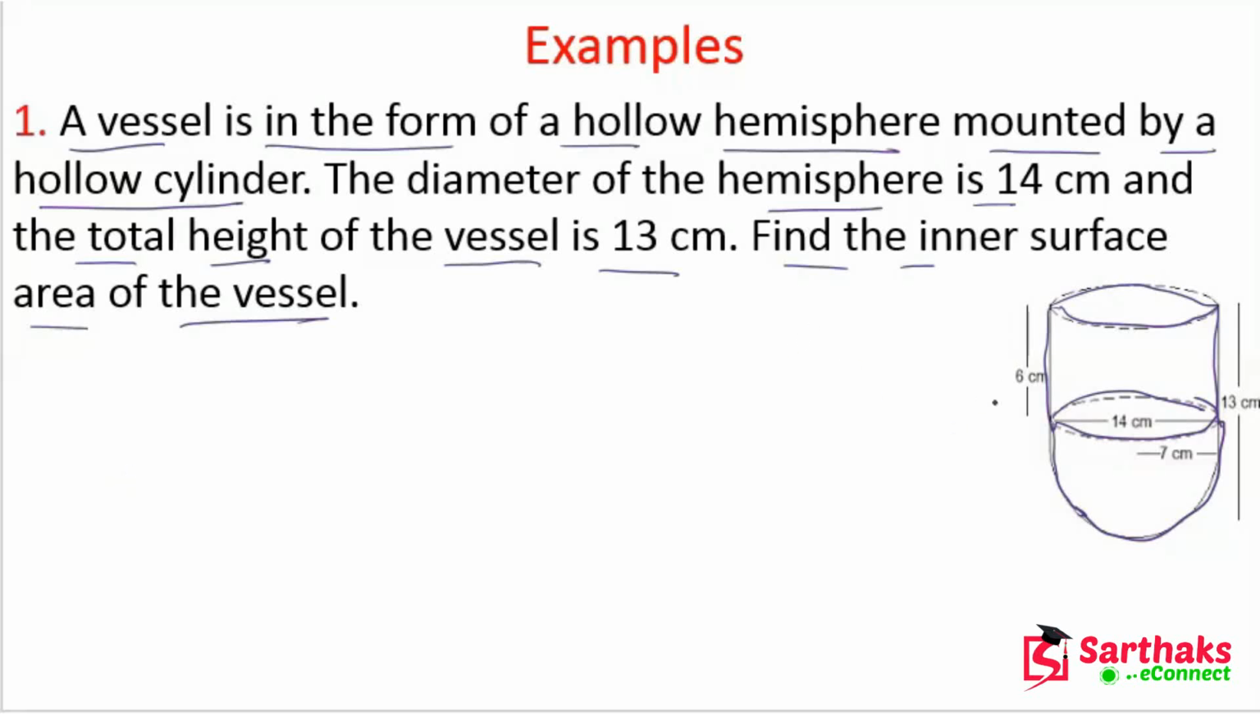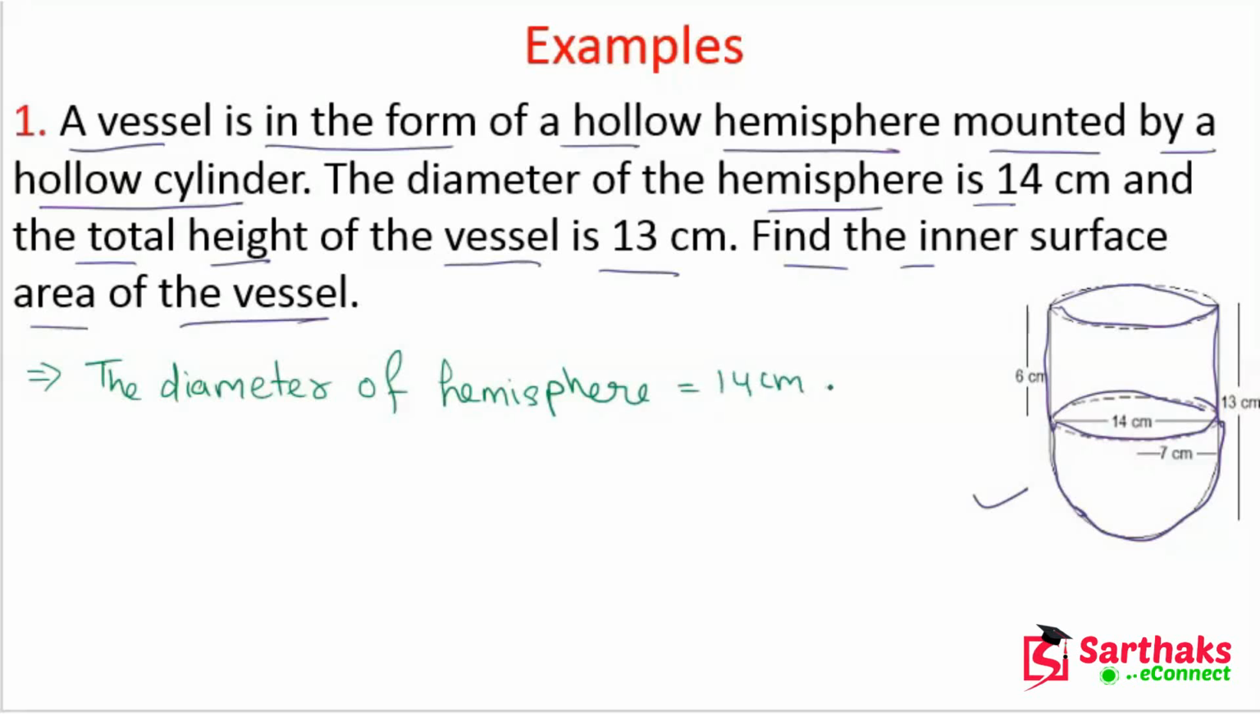Okay, so our diagram looks like this. Now let's find the area of the inner surface of the vessel. First of all, we have to write the given part. The diameter of the hemisphere is equal to 14 centimeter.